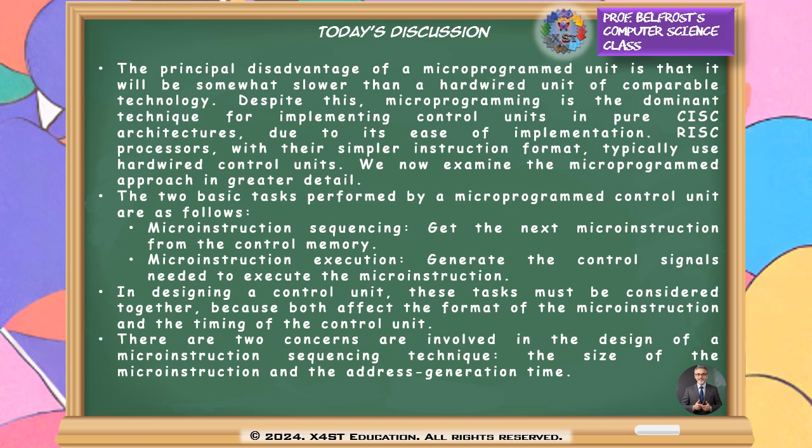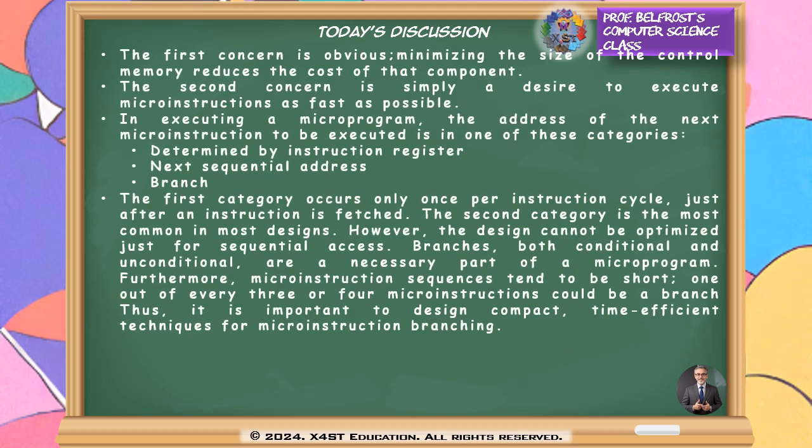There are actually two basic tasks performed by a microprogram control unit, which are microinstruction sequencing and microinstruction execution. In designing a control unit, these tasks must be considered together because both affect the format of the microinstruction and the timing of the control unit. But there are two concerns involved in implementing this technique. This is the size of the microinstruction and the address generation time. The first concern is that minimizing the size of the control memory reduces the cost of the component. And the second concern is simply a desire to execute microinstructions as fast as possible.